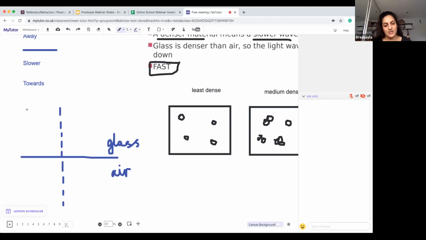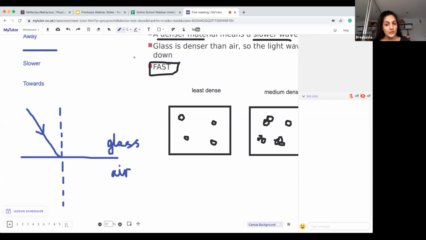So let's draw our incident ray. The direction of the incident ray doesn't matter. I try to draw it at basically 45 degrees, but no one really cares. Then when it goes into air, it gets less dense and therefore it gets faster. There's less particles to slow it down in air, so it gets faster.